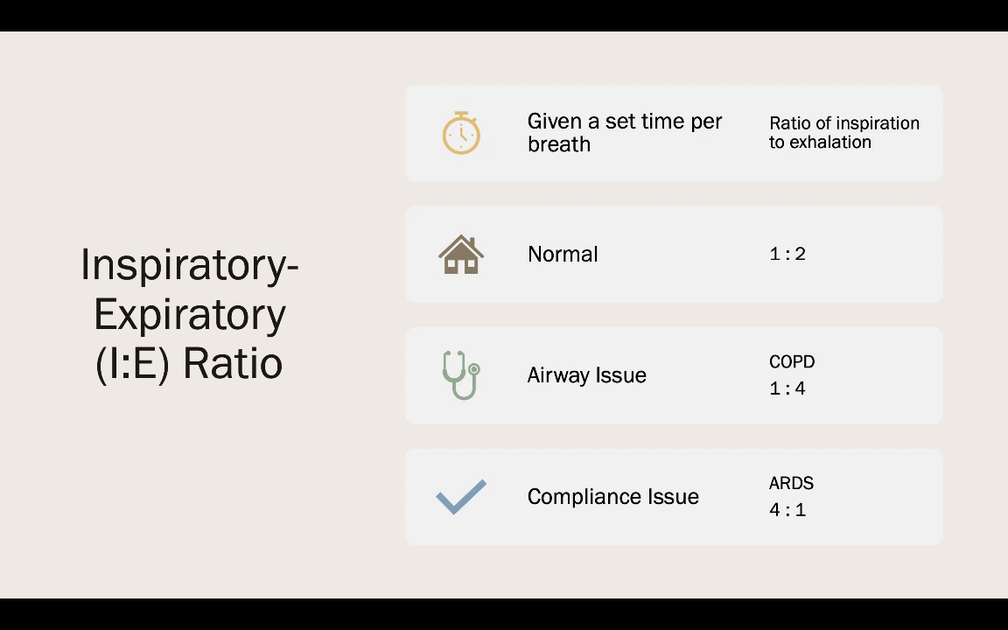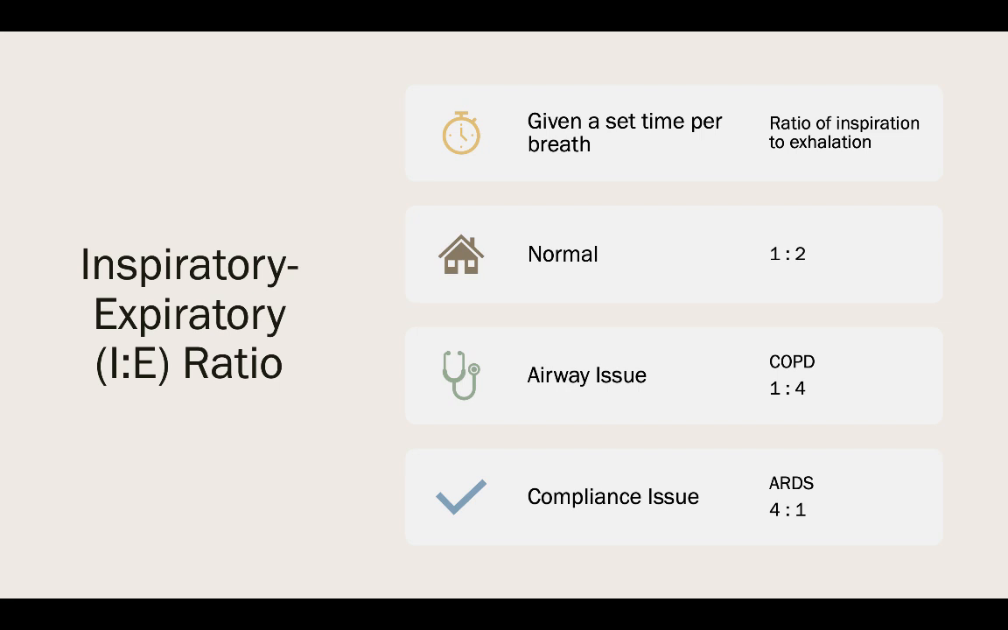If you know your patient has some respiratory issues, we're going to have to play around with that a little bit. If we have an airway resistance issue like COPD or asthma, we're going to have to set that I:E ratio a little bit wider, so like a 1 to 4. It gives us a little extra time during that exhalation, because these patients have exhalation issues. They've got air trapping, right? So we need to give them a little extra time to exhale before the vent delivers another breath.